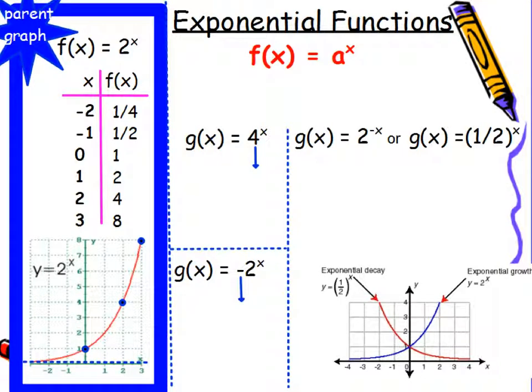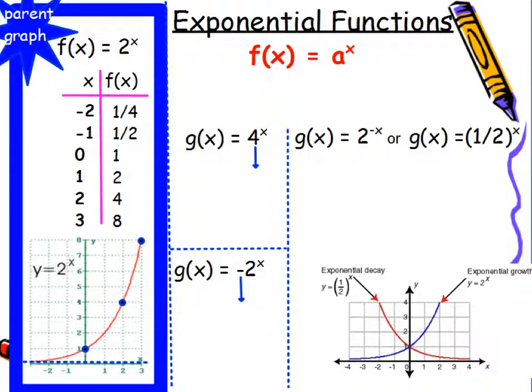Okay, so let's summarize what you did with those graphs. The first thing to note is that we have a parent graph, just like we have a parent graph for a parabola or a square root function or an absolute value. This is our parent graph for an exponential. You know that you have an exponential because you have an x up in your exponent part. There's a variable in your exponent. And so we use a base of 2 here as our basic graph, but that can change.